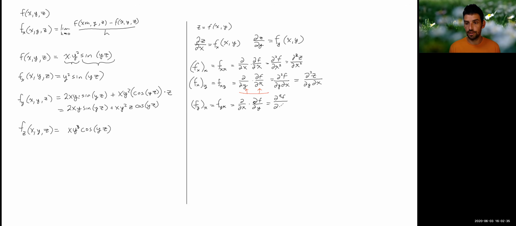And so now this is taking the y derivative first and then taking the x derivative. Okay, and then finally, you can take the y derivative and then take the y derivative again, and you get all the same kinds of notations. And there we have it.